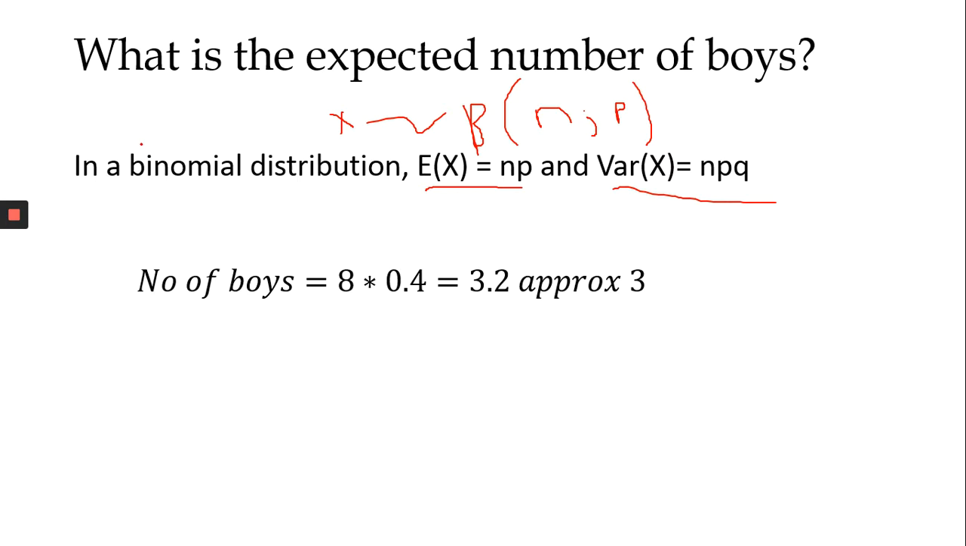So the expectation, what is the expected number of boys, is simply out of 8, we multiply by the corresponding p, and we get 3.2. But since it's discrete, we have to approximate it to exactly 3, because we cannot have 3.2 boys. It doesn't make sense.